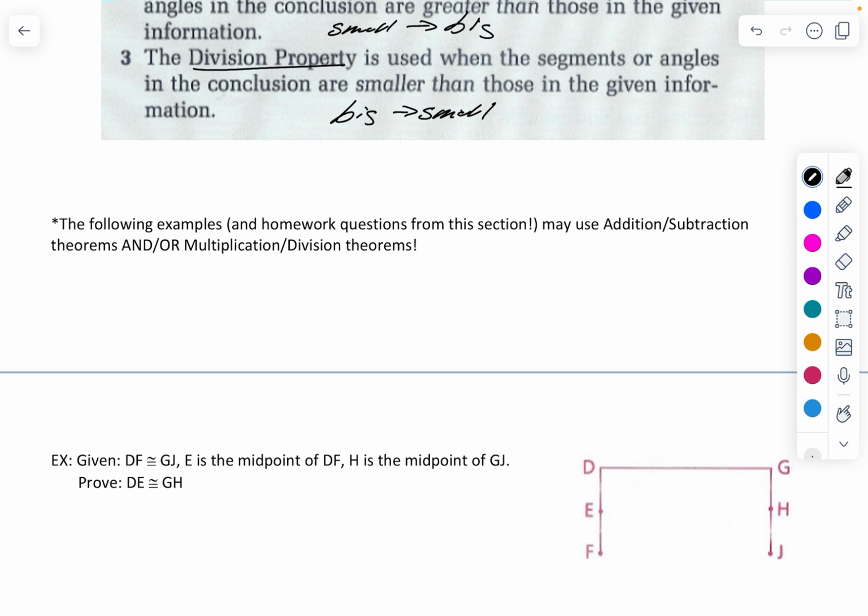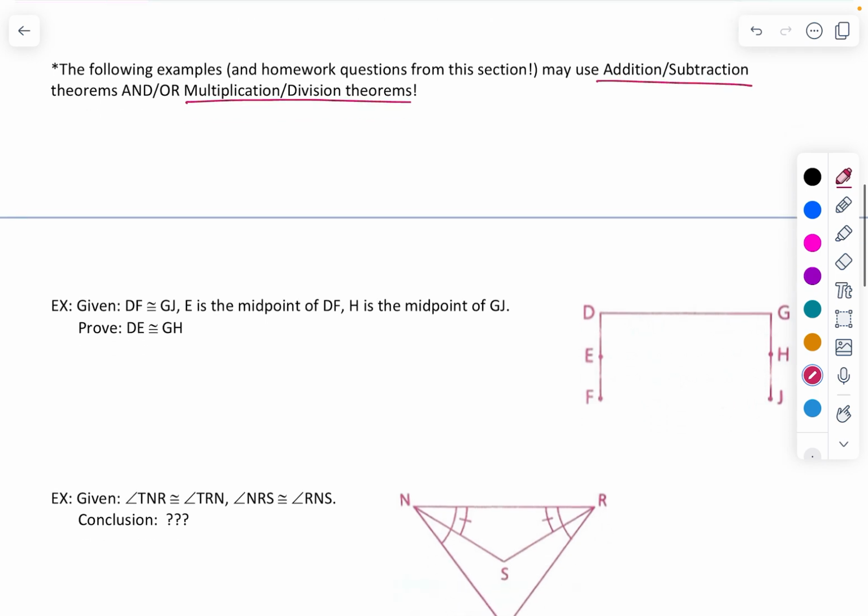In these following examples, they are from the section. You might use addition, subtraction, or multiplication, division. Okay, so we're kind of testing both.